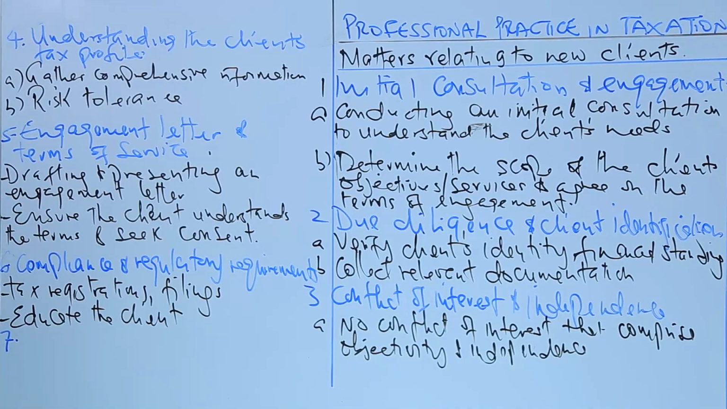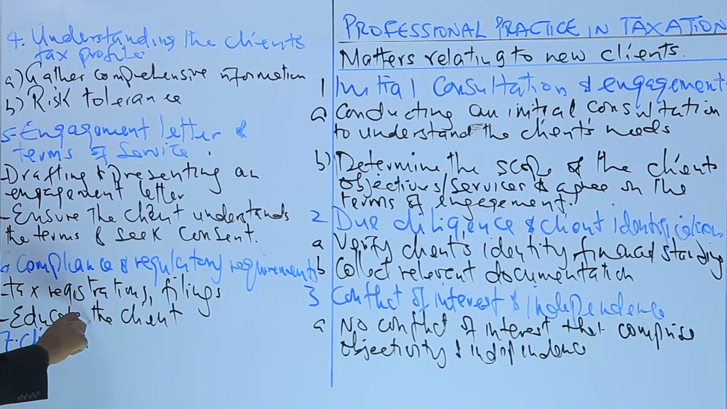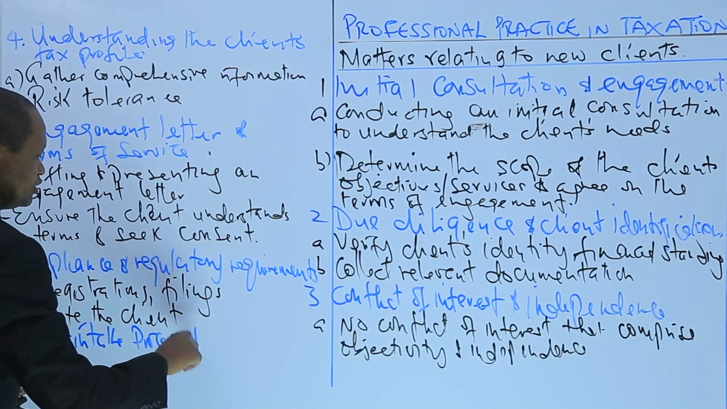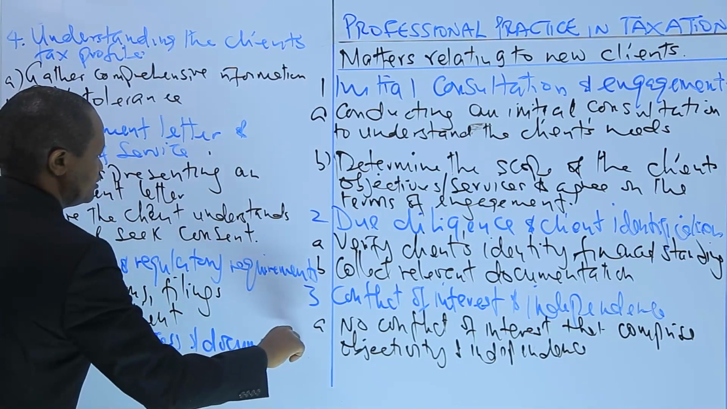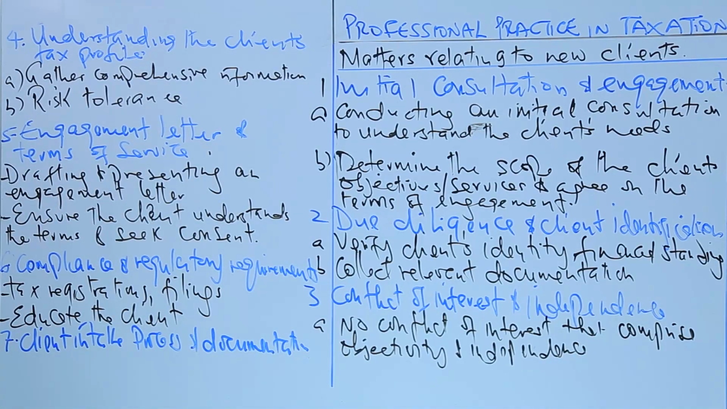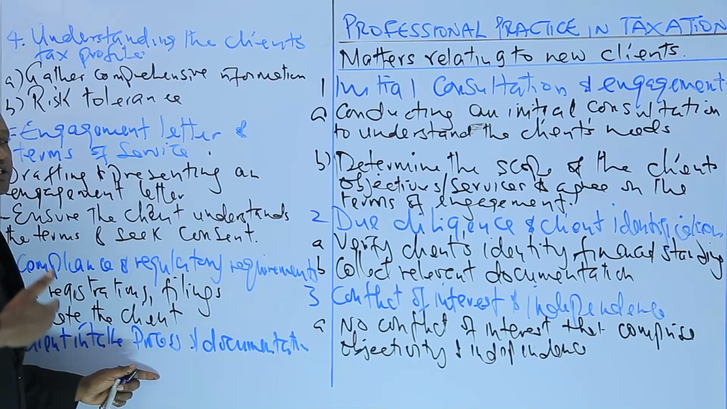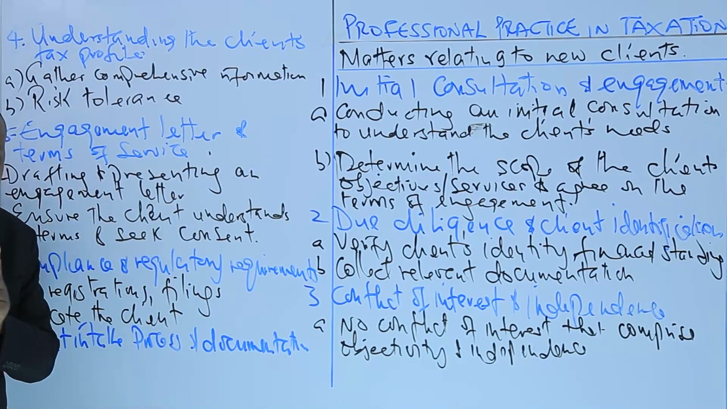Then number 7, we can identify another matter, which is the client intake process and documentation. This is done by establishing a structured client intake process, including documentation requirements and information gathering protocol. Here, the tax professional may also create a file for the new client that includes all the relevant documents, correspondence, and agreements.